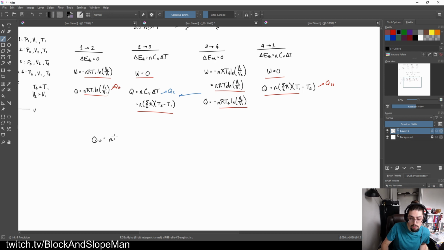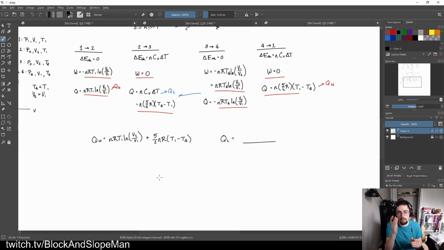So QH would be nRT1 natural log of V2 over V1, plus this thing over here, which is much nastier. Let me pull out the 5/2 to the front. nR (T1 minus T4). Yikes, not as pretty. But that's okay. Then we go over to QC, and we can do the exact same thing, but we know it's going to be the exact same thing, right? We know it's going to be some value. We sum up these two things together, take an absolute value because it's going to be a positive thing, right? When we're looking at the whole system, we know what it's going to be. We don't need it for the efficiency.